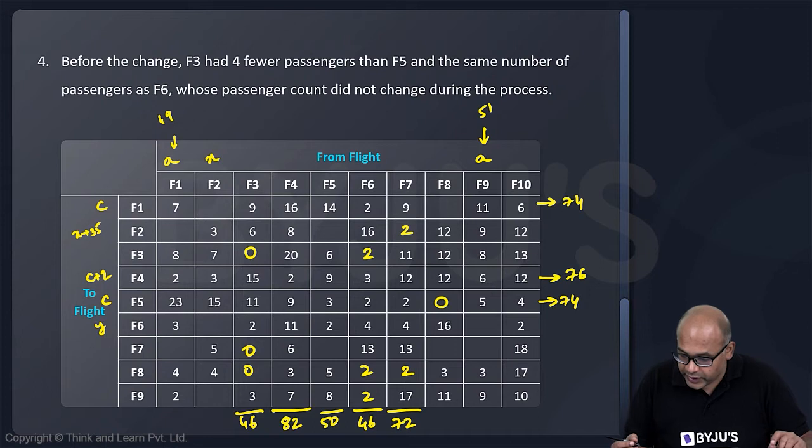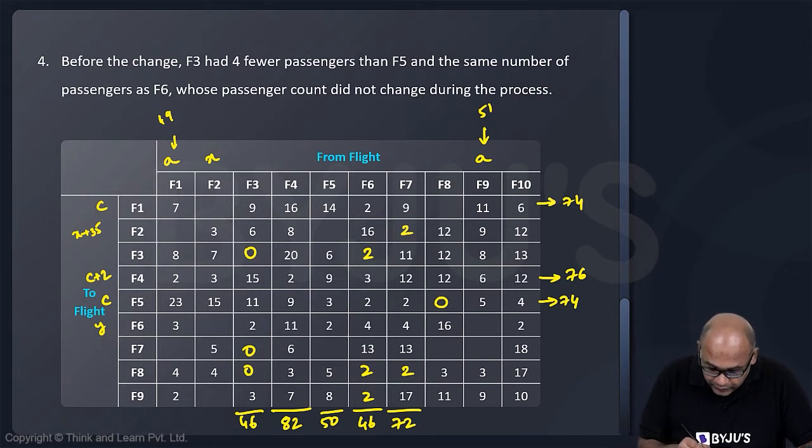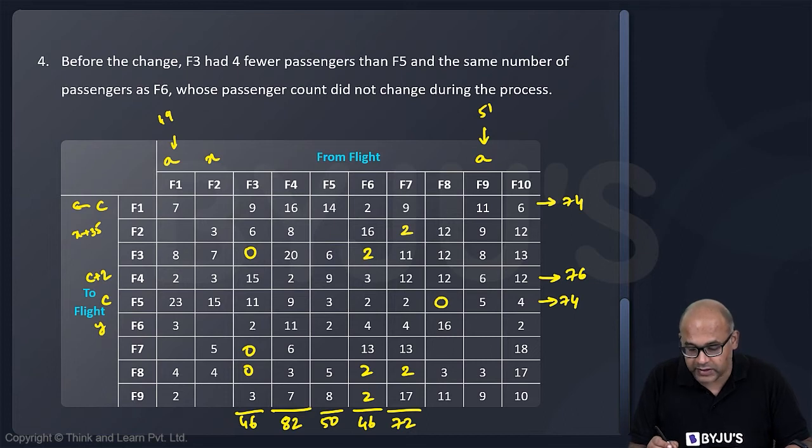A, we still don't know anything about A. C should be a total, okay, F1 should be adding up to 74, right? So let's do the total of row number F1. If I start looking at the total here, 7 plus 9 is 16. 16 plus 16 is 32, 42, 46. 46 plus 2, 48, 49, 50, 57, 67, 68, 69, 70, 74. Already it is adding up to 74. Therefore, this has to be 0. This has to be 0, because it's already adding up to 74. There's no more space for writing anything else.